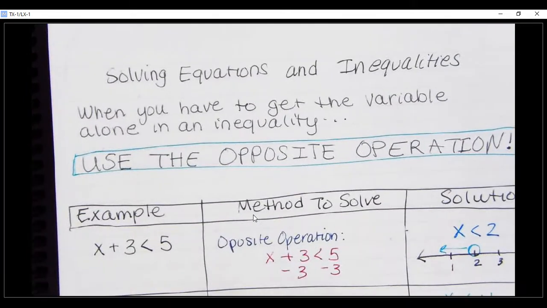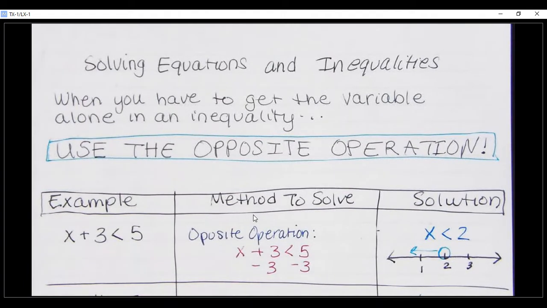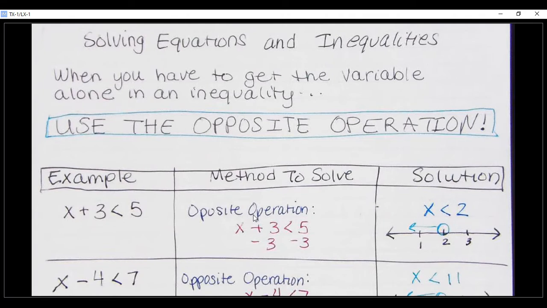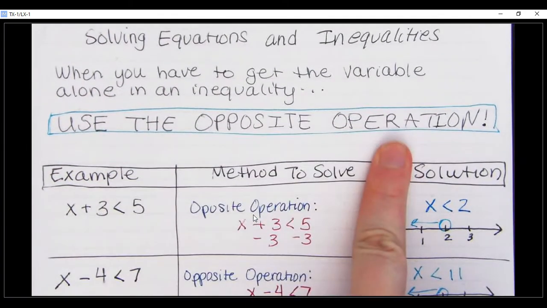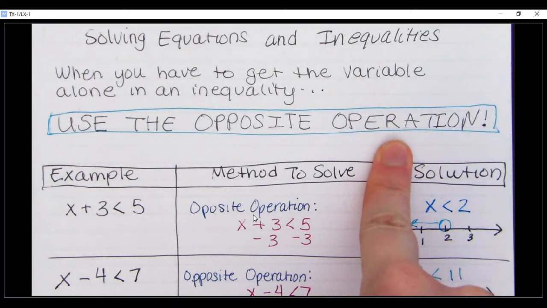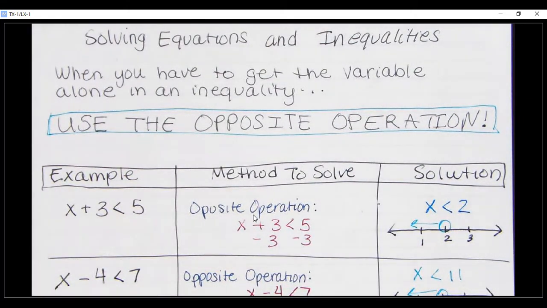Now we're going to get into a little bit more detail of combining things that we have already learned with this concept. So solving inequalities, when you have to get the variable alone, is going to be something that we're going to be practicing. So when we have to do this in an inequality, or pretty much in any operation, use the opposite operation. You have heard me say this multiple times. We've already talked about it. Just because there's an inequality sign instead of an equal sign doesn't mean that it changes.